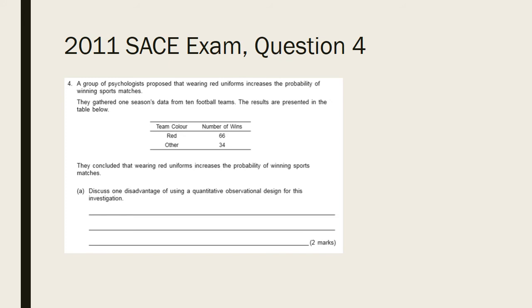So there are a lot of extraneous variables that will influence these results. Those teams that are wearing the different colours aren't necessarily teams with similar skill levels, and there'll be a wide range of participant variables that will influence the number of wins. Therefore, in this case, the researcher can't really conclude that it's the uniform colour that increases the probability of winning the sports matches as opposed to other factors such as the player's skill level.